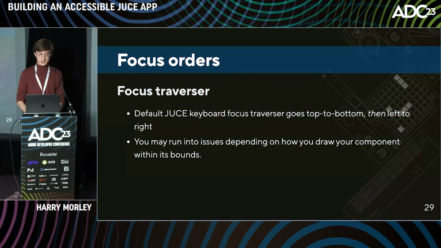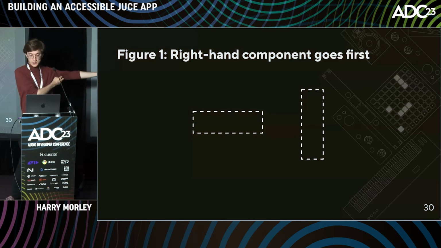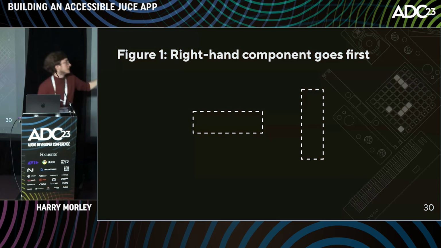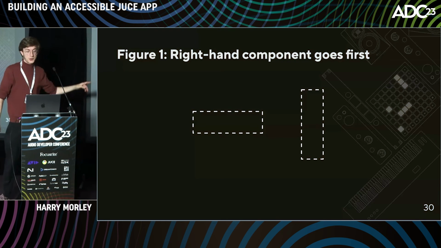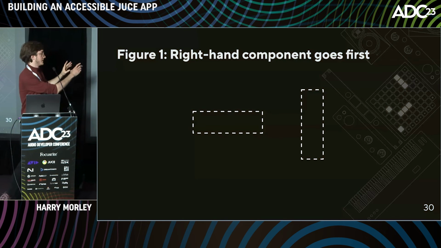So, keyboard focus traverser. I'm going to show two examples. In this first one, we've got two components, two rectangles side by side. The left-hand one is horizontal. The right-hand one is vertical. Since the default JUCE keyboard focus traverser goes top-down, the right-hand one has a higher vertical position. You see? It's at the top. So since we don't feel like that's quite correct, because they exist on the same row, the left-hand one should go first, right?